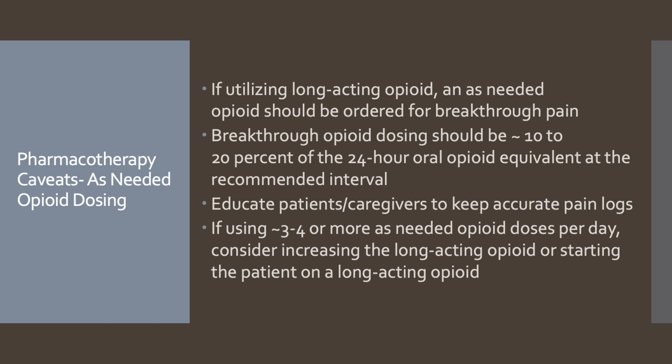If using long-acting opioids, there always needs to be an as-needed opioid ordered for breakthrough pain, and this breakthrough opioid dosing should be about 10 to 20% of the 24-hour oral opioid equivalent at the recommended interval for the patient. It is also really important that patients and caregivers are keeping accurate pain logs. This can help us assess their pain control and assure that the doses of medications we're giving them are helping.